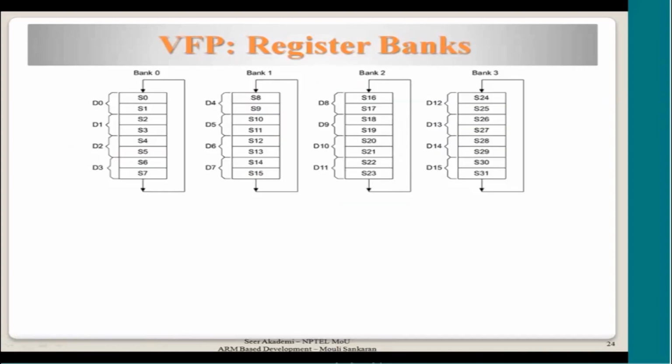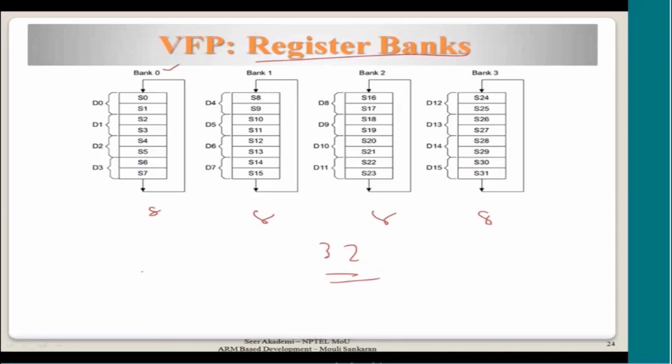One more important thing that I want to explain here is called register banks. It is different from the banked registers that we saw in ARM. Here in the register banks, you have 32 registers, and if we treat them as single precision registers, they are all listed like this. There are eight single precision registers here, 8 here, 8 here, 8 here. This set of registers is called bank 0. This is called bank 1, bank 2 and bank 3.